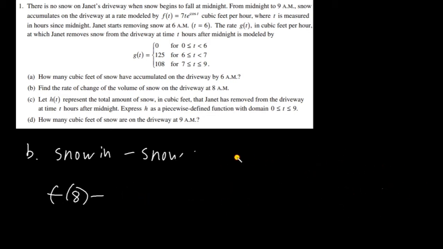Okay, part C. Let h of t represent the total amount of snow in cubic feet that Janet has removed from the driveway at time t hours after midnight. Express h as a piecewise defined function with domain from 0 to 9. Okay, so basically just write a function to tell us how much snow there is. Okay? Or no, not how much snow there is. How much snow that she's removed.